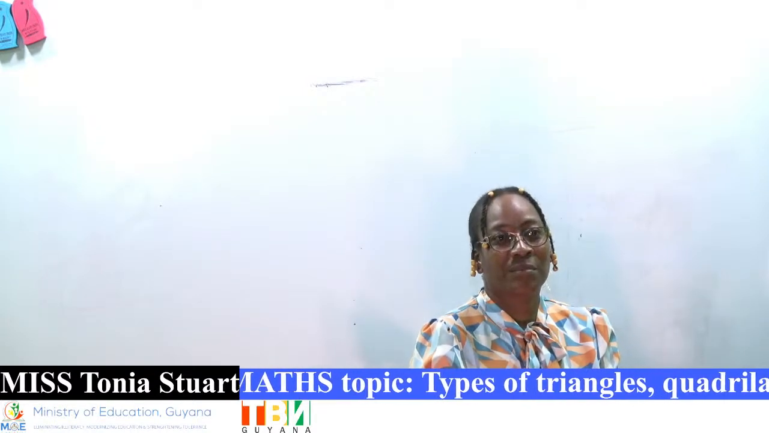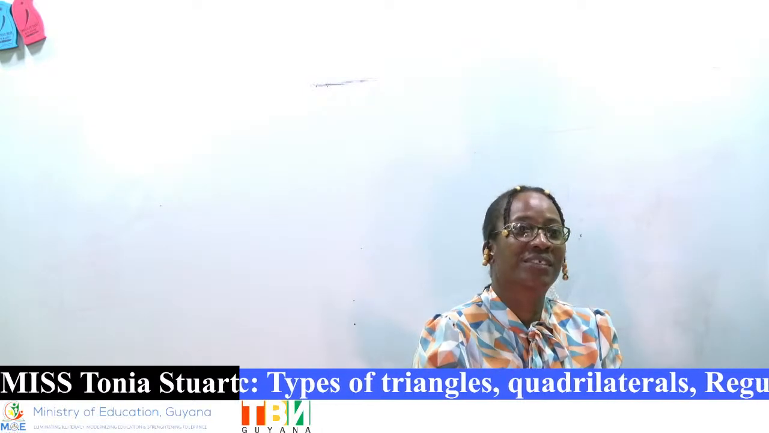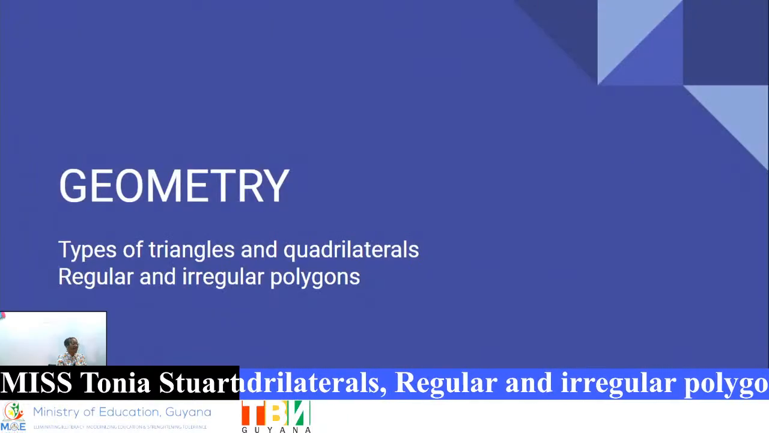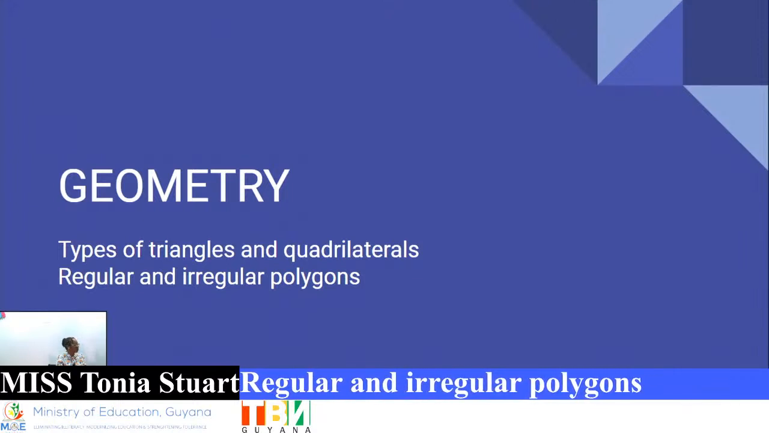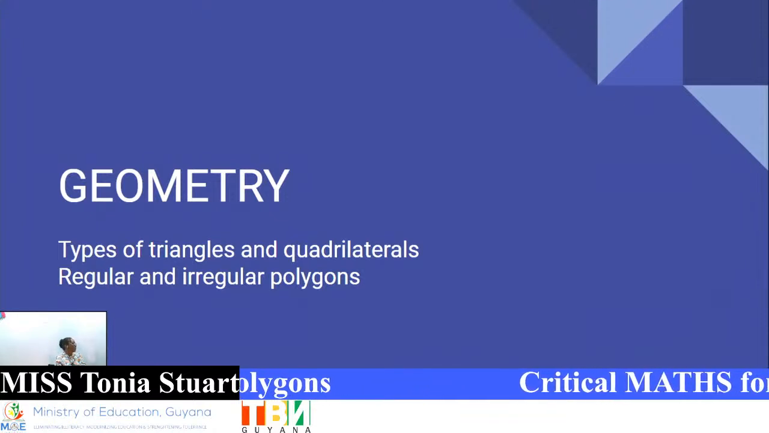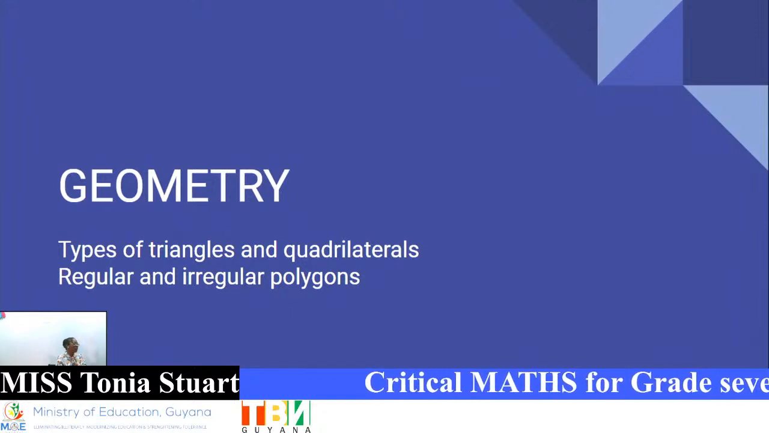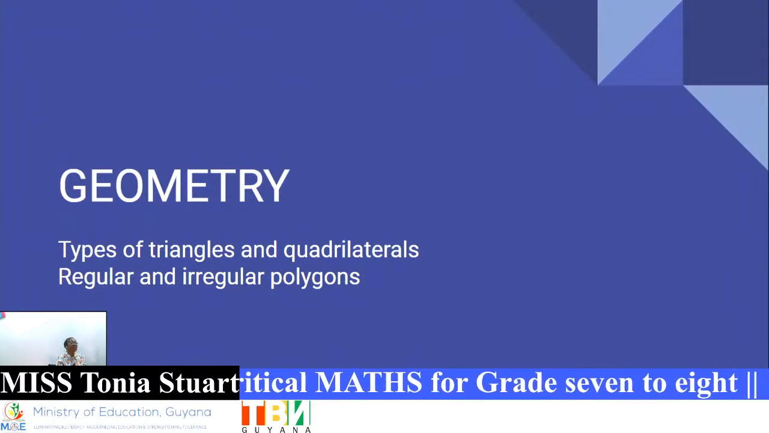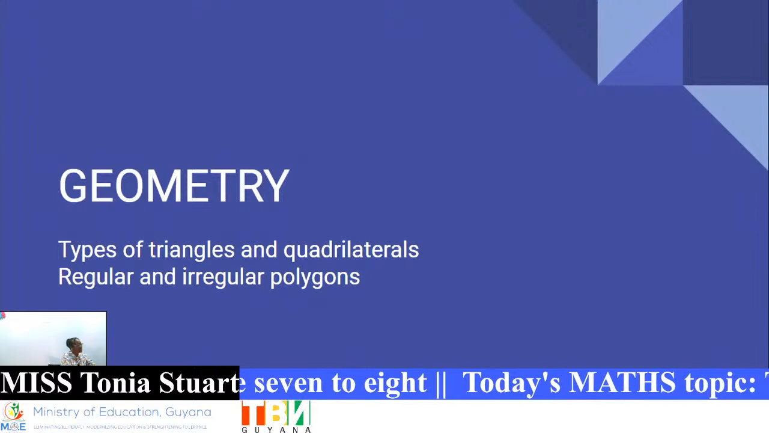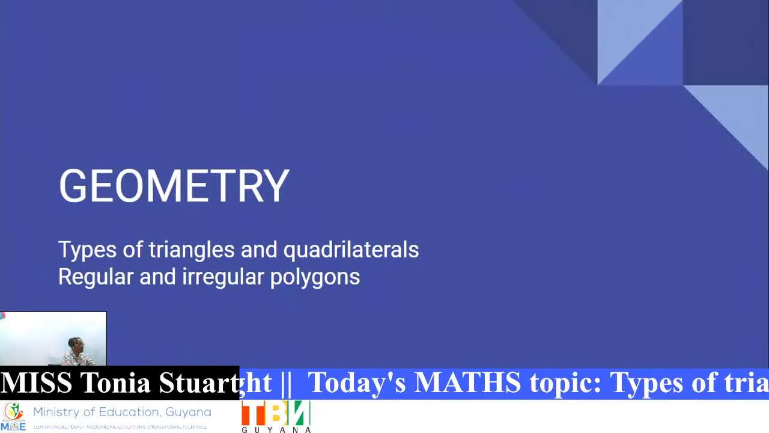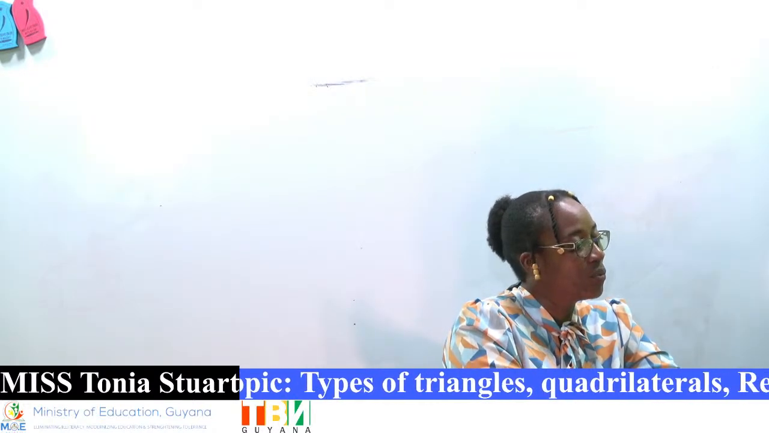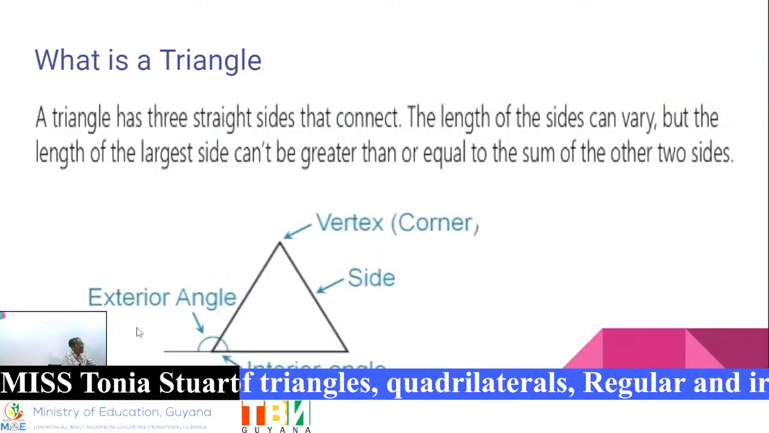For this afternoon for critical mathematics, we're going to be taking a little twist to our session. We're actually going to be looking at geometry, and we will be doing a lot of reading and videos and interactions. So let's begin. We're looking at types of triangles and quadrilaterals, regular and irregular polygons. A lot of times we hear about triangles, and for some reason we think about one type of triangle and categorize it with just one meaning. So this afternoon, we're going to be going a little into triangles and their types.